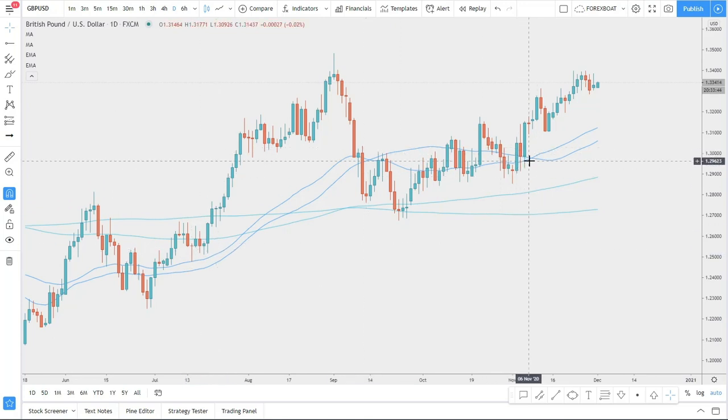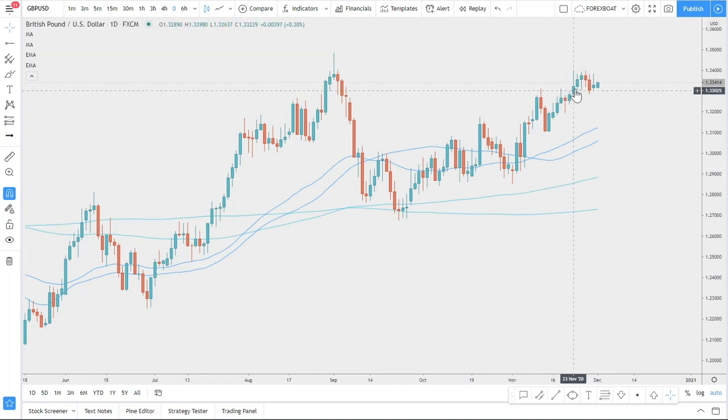Like what we have right now is price above 250 moving averages. So this is clearly a very, very bullish trend for the pound dollar. And in this scenario, I will certainly look for the buying opportunities.